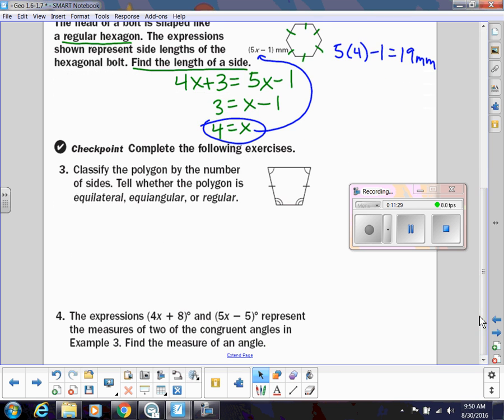Here we're going to classify the polygon by the number of sides and then tell whether the polygon is equilateral, equiangular, or regular. So this has 4 sides, which makes it a quadrilateral. Now they have 2 sides marked congruent, but the other 2 are not, so that's not equilateral. We have 2 angles marked congruent, but they're not all congruent to each other, so that's not equiangular. So it's neither of those. It's not equilateral, equiangular, or regular.